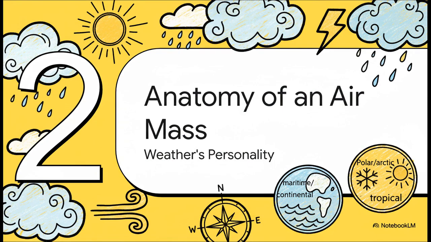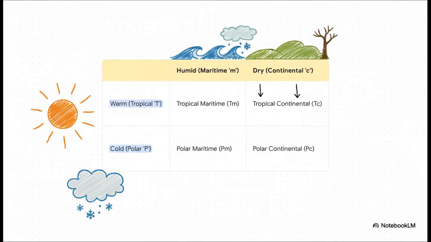So let's break down the anatomy of these air masses. How do we actually describe these different personalities? Well, it turns out there's a really straightforward two-part naming system that tells us exactly what we're dealing with. And honestly, this is way simpler than it looks. It's a two-letter code. The first letter tells you about its temperature. T is for warm, tropical air. P is for cold, polar air. Simple, right?